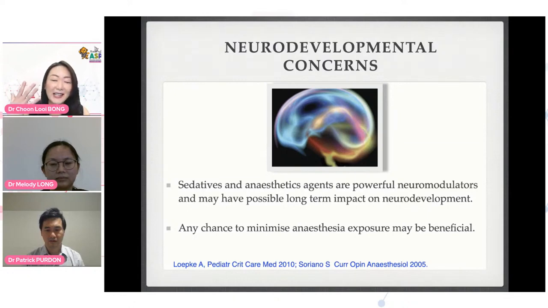Certainly the studies in animals are very compelling. We know it happens. We see the basic science evidence of that. But in humans, in clinical trials, the effects are much less definitive. Still, if we have any chance at all to minimize anesthesia exposure, we think that potentially may be beneficial.